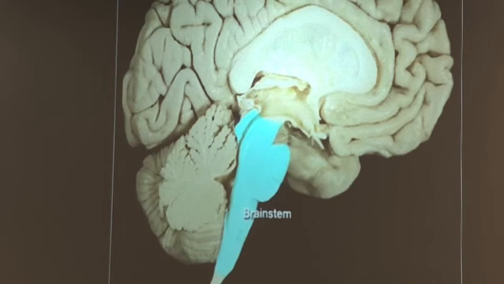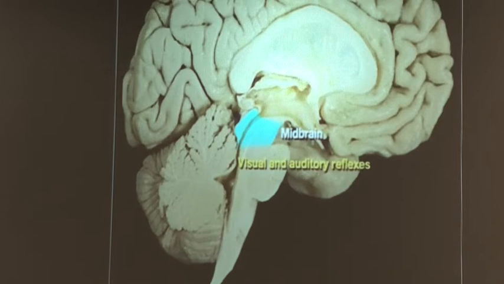The brainstem is a vertically oriented stalk located between the diencephalon and the spinal cord. It can be divided into the midbrain, the pons, and the medulla oblongata. The midbrain is the most rostral segment of the brainstem and has an important role in visual and auditory reflexes. So go ahead and get midbrain, visual and auditory reflexes.